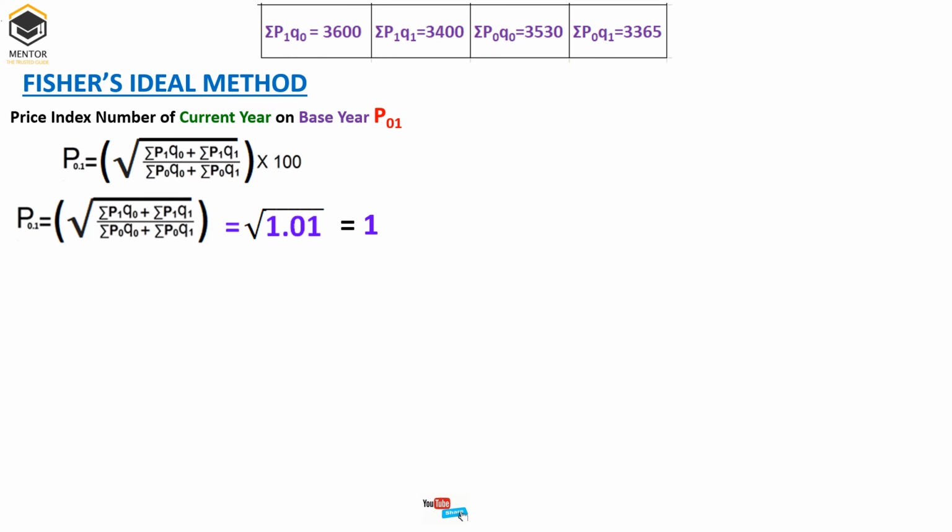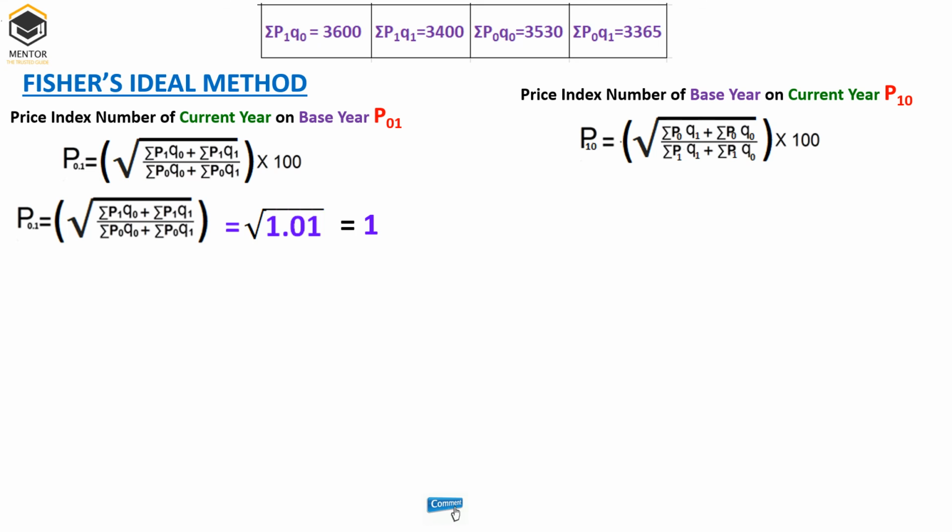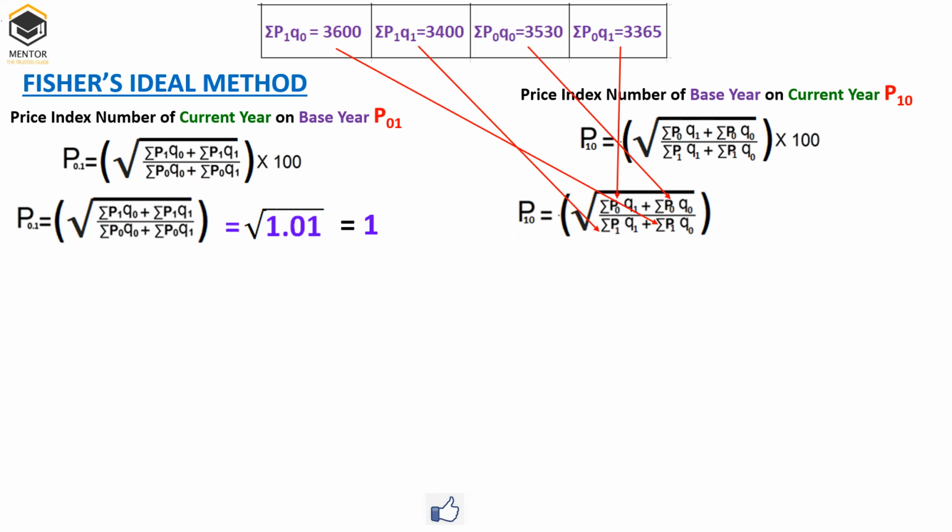So next I'm going to find the price index of the base year on the current year. The formula will be P10. I'm going to remove the into 100 part here. I'm just going to substitute all the values from the tabulation. After substituting, within the square root I will have 0.98, 0.98. If I take the square root of 0.98, I will get 0.98 only.